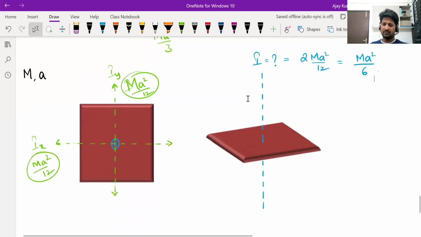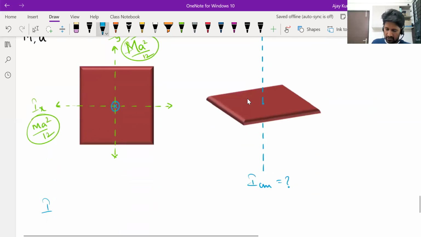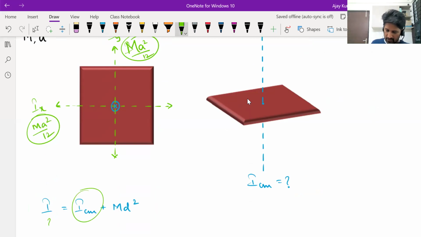Now the given axis itself is the axis passing through the center of mass. So what you are asked to derive is ICM. How will you derive ICM? In the parallel axis theorem, you have I is equal to ICM plus MD square. Now what you want to derive is ICM. Then you need to know the moment of inertia about some other parallel axis, and from that you have to subtract MD square on the left hand side. Then you will get ICM.